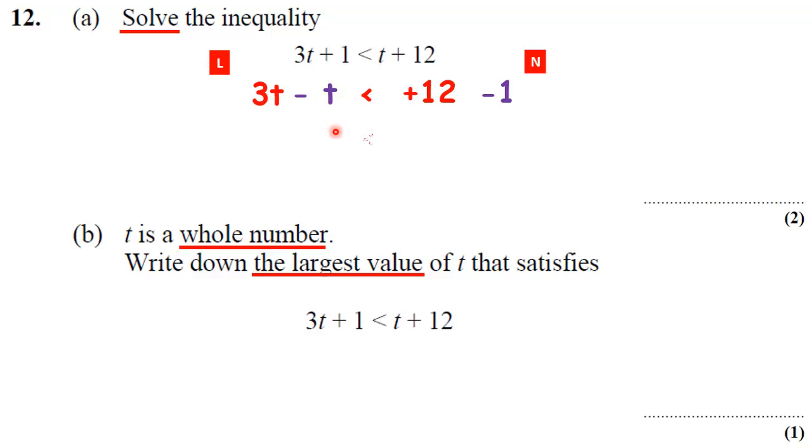3t take away t is 2t. Positive 12 take away 1 is 11. And now I need to divide by 2 to work out just what t is. Don't be fazed if you're going to get a decimal answer. At this level you will get decimal answers in some of your answers. 11 divided by 2, that should be no problem for you at all. It's 5.5, and this is my answer.